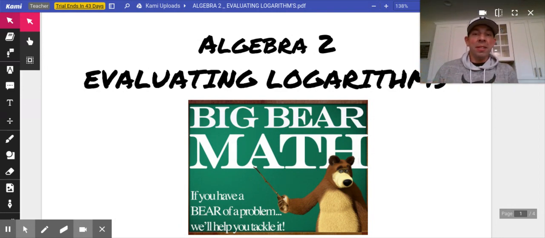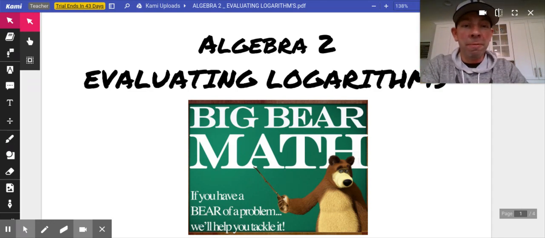Evaluating means like if I see the expression 2 plus 2, I'm able to evaluate it in my head and say the answer is going to be 4. Well, today we're going to say, what if I see log base 2 of 8? Can I evaluate that and just say the answer is 3? We'll talk about how to do that without a calculator, and we'll get real fancy.